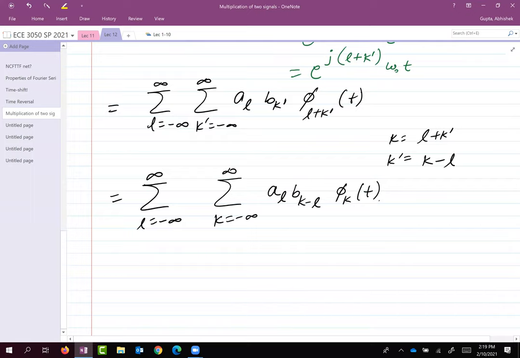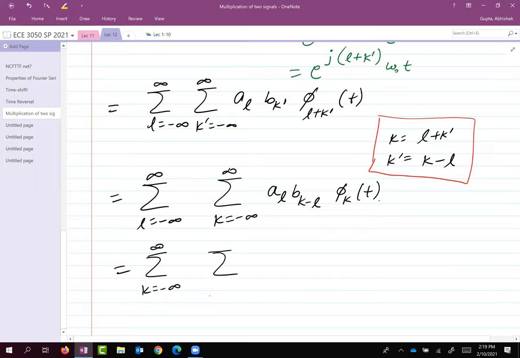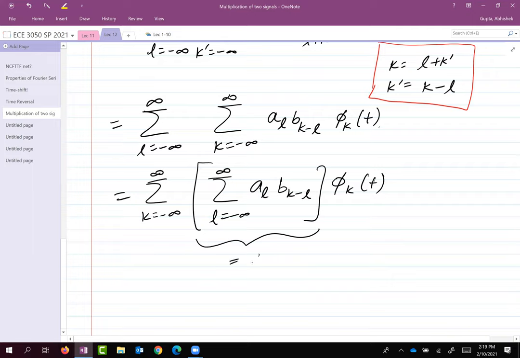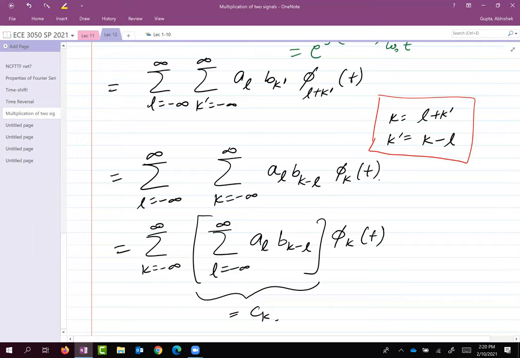Okay, so I have done just a substitution. The only thing I've done in this step is made this substitution where K goes from minus infinity all the way to plus infinity. And now I can switch the order of summation. So K goes from minus infinity to plus infinity, L goes from minus infinity to plus infinity, AL BK minus L phi K of t. And notice this is exactly equal to CK, which is the Fourier coefficient for the multiplication of two periodic signals. Okay, so that's the derivation. It's a somewhat complicated derivation, but it can be done.